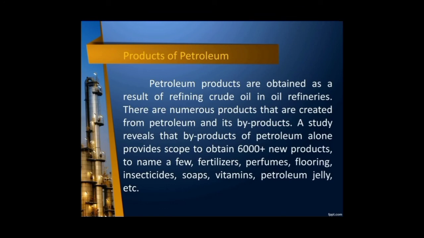Products of petroleum. Petroleum products are obtained as a result of refining crude oil in oil refineries. There are numerous products that are created from petroleum and its byproducts. A study reveals that byproducts of petroleum alone provide scope to obtain 6,000 plus new products. A few are fertilizers, perfumes, flooring, insecticides, soaps, vitamins, petroleum jelly, and etc.